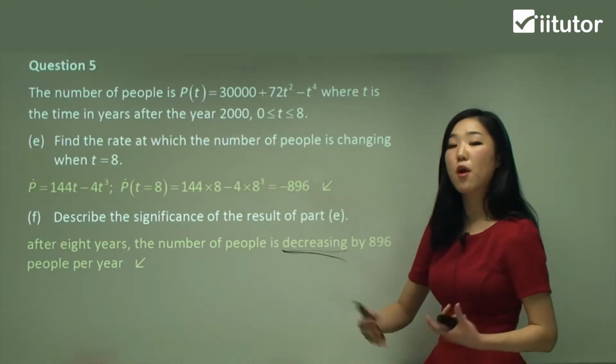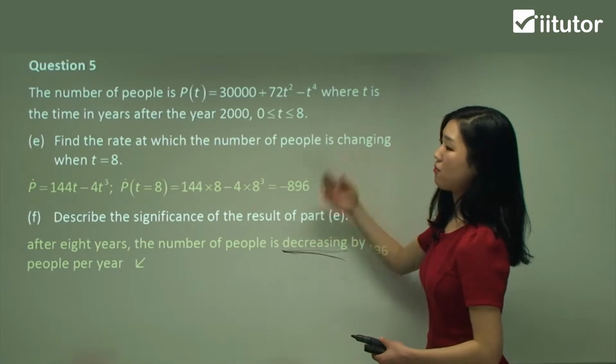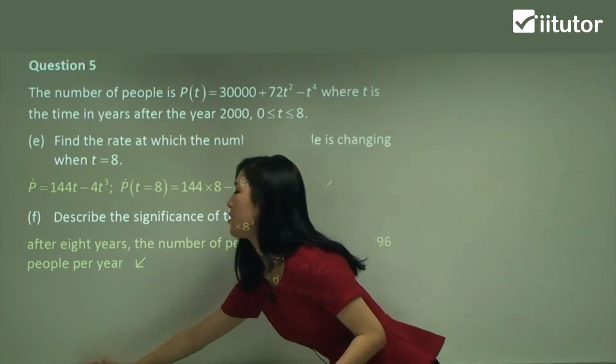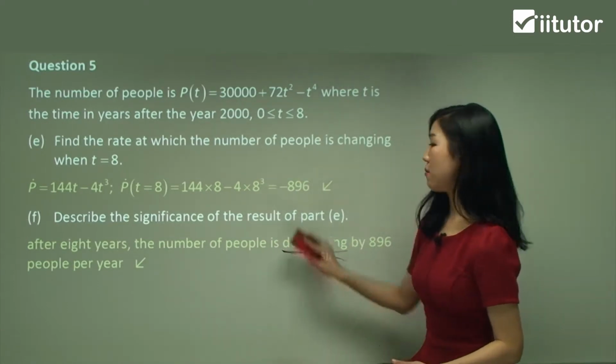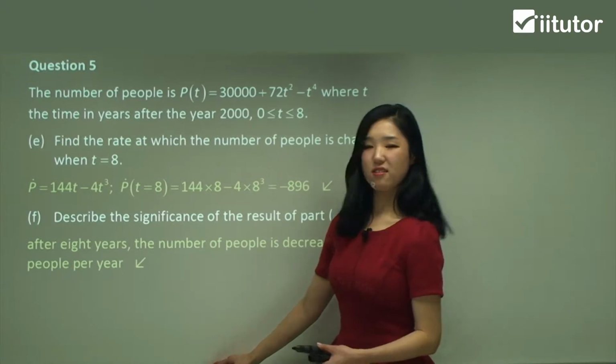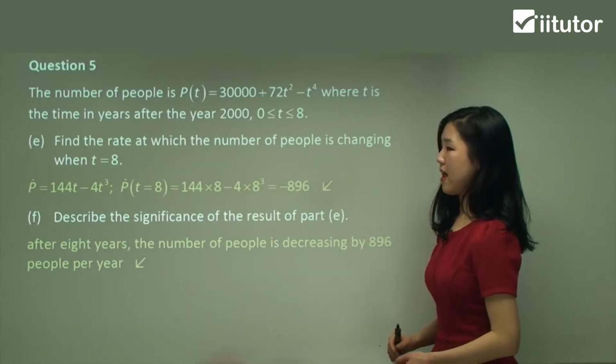It's always going to be per year, because remember it's the number of people in terms of years. Just remember that. The key thing here is that it's decreasing because of that negative. Do you get the idea, guys? It's repetitive, isn't it? So that was part F of question 5.